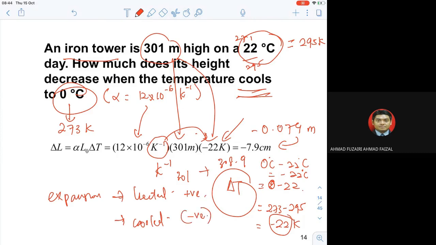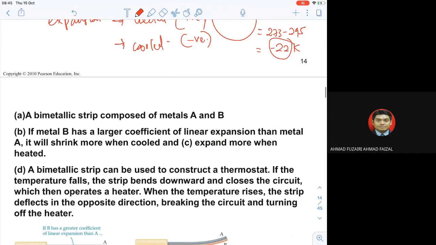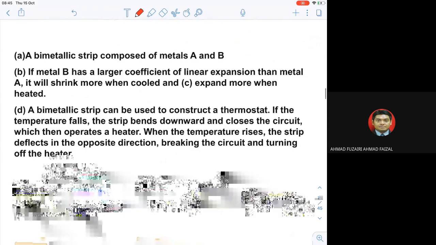So this is the part where the temperature cools. It drops from 22 to 0. When the temperature drops to 0, there will be some expansion, but the expansion will be negative, because it's cooling down. So try to understand that part. When we heat it or cool it, look at the value. When heated, the expansion becomes positive. When it's cooled down, the expansion becomes negative. Try to understand. All right, so these are the applications of linear expansion.